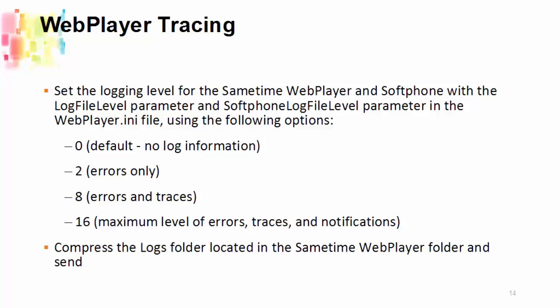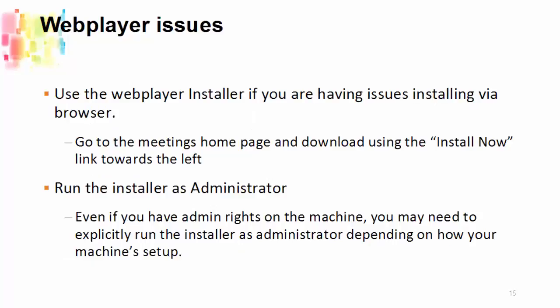So a couple of common web player issues: if you're having trouble installing it with the automated method through the browser, use the installer. On the meetings homepage, this is the page where you have the list of meetings to attend, there is an install now link. You can click that and you'll download an installer that you can then run separately.